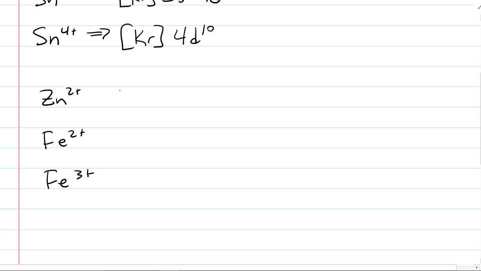So zinc 2, or the zinc ion, would be argon 3d10. Yep. Let me see if I agree. Yep, sounds good. Next up, iron 2 ion would be 3d6.